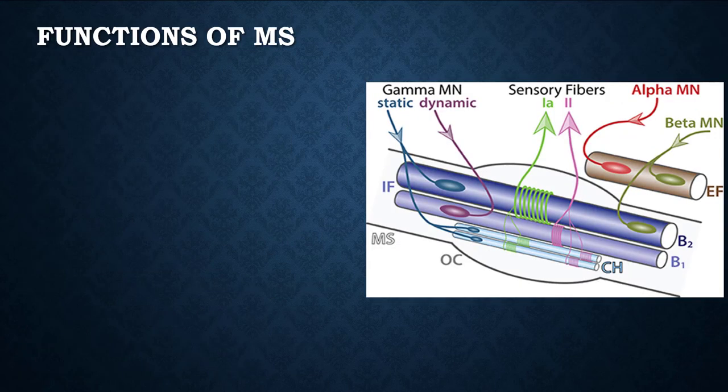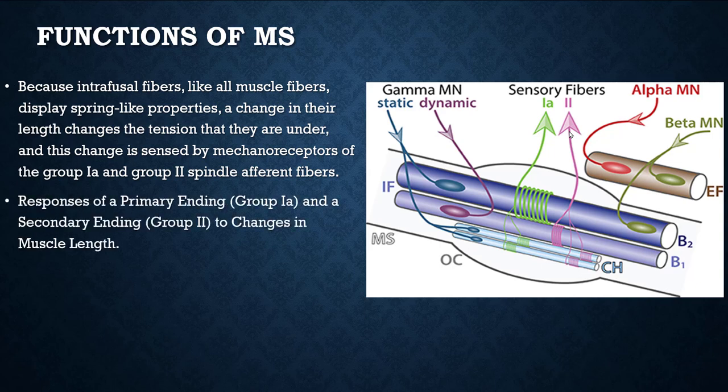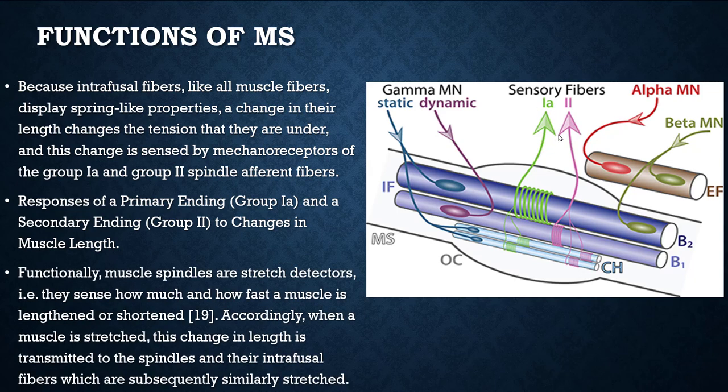Function of the muscle spindle. Because intrafusal fibers, like all muscle fibers, display spring-like protein, a change in their length changes the tension that they are under, and this change is sensed by the mechanoreceptors of the group 1 alpha and group 2 spindle afferent fibers. Response of a primary ending, group 1 alpha, and a secondary ending, group 2, to change in muscle length. Functionally, muscle spindles are stretch detectors, that is, they sense how much and how fast a muscle is lengthening or shortening.